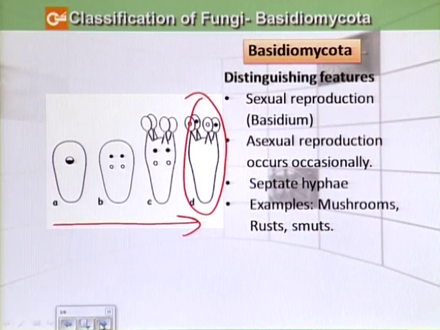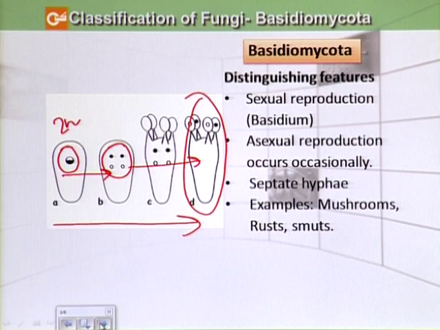But as we can see here, this is a diploid nucleus, and it divides by meiosis into 4 spores, and these spores are eventually born on these outward structures, which are known as sterigmata, which bear the spores. And then we can see that they reproduce asexually only occasionally, and they have septate hyphae. Examples of this group are mushrooms, rusts and smuts.